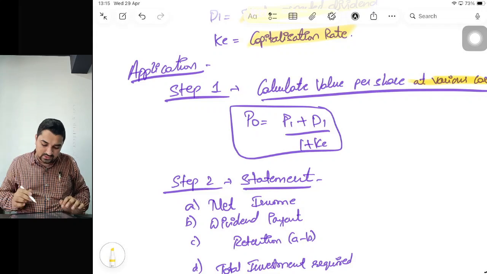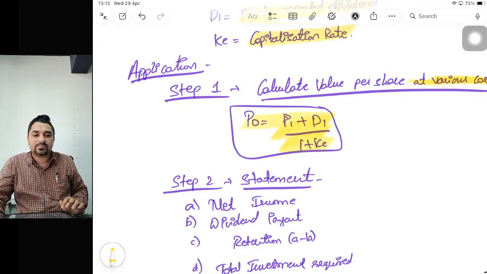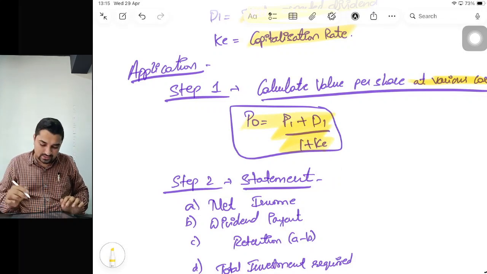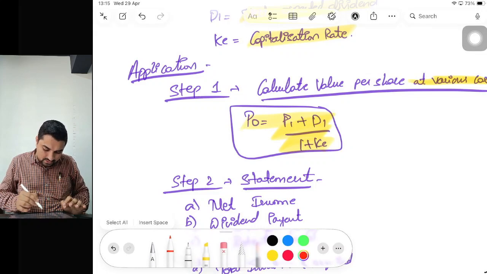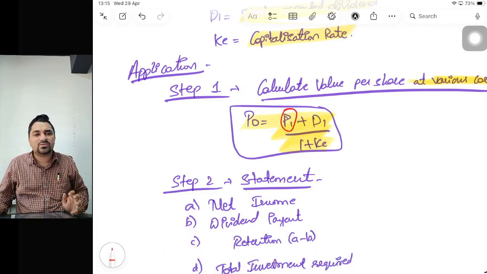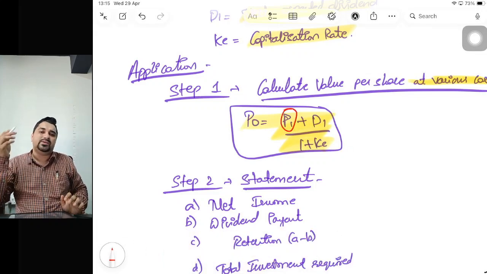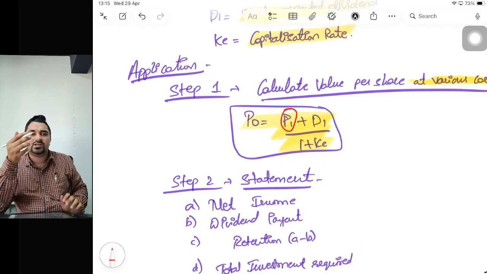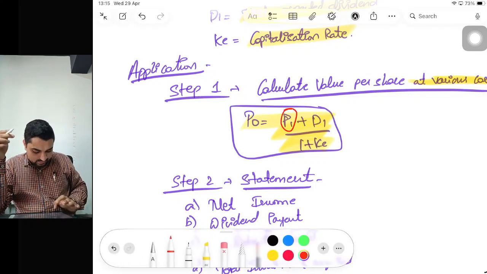For each of the cases, you need to calculate what? Using this formula, you need to calculate P1. So P0 equal to P1 plus D1 divided by 1 plus K. You need to calculate it for P1. Why? Because P0 will already be known in the question, right? Practically P0 is the price today and today's price I already know. The future price is what I need to estimate using this formula.